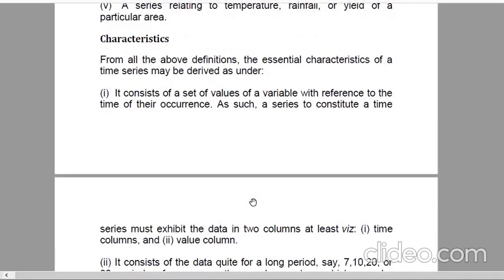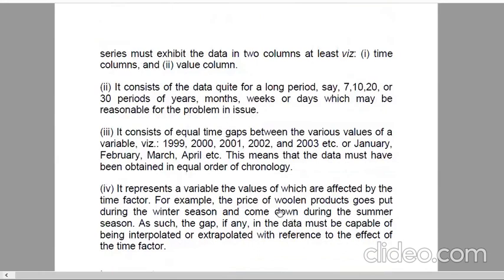Characteristics of a time series. From all the above definitions, the essential characteristics of a time series may be derived as under. First, it consists of a set of values of a variable with reference to the time of their occurrence. As such, a series to constitute a time series must exhibit the data in two columns at least, time column and value column, right? Second point, it consists of data for quite a long period, say 10, 20 or 30 periods of year, month, weeks or days, which may be reasonable for the problem in issue.